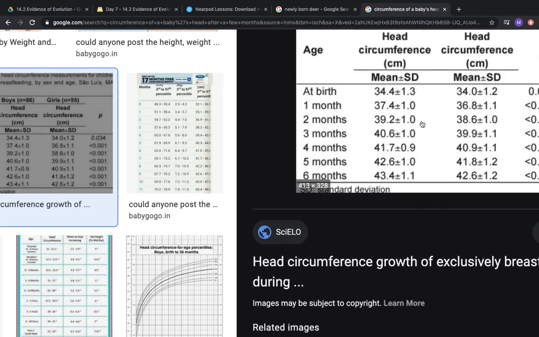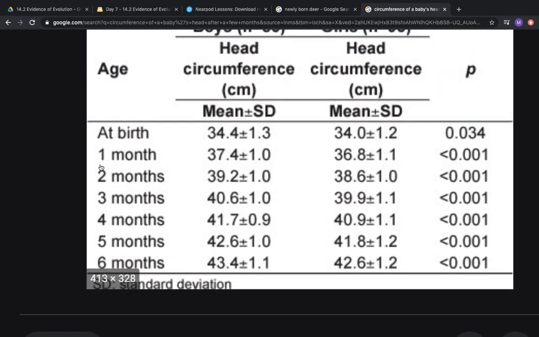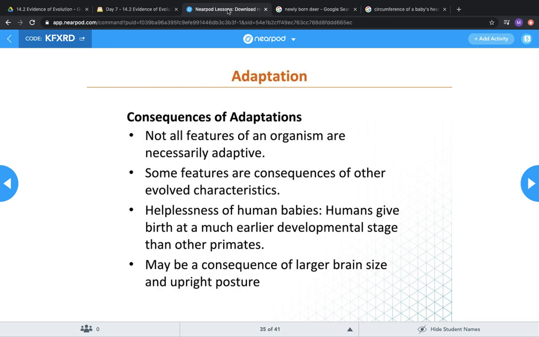So if we look over here, you can see that a baby's head at birth is a lot smaller than it is after the first month and the second month and the third month. Every month the baby's head gets bigger as it becomes more intelligent and gains more abilities. So the baby has to be born way earlier during its development in order for it to actually be able to be born. This is just one consequence of humans having an above average sized brain, that we are born completely helpless. If our parents decided not to take care of us, we would never survive.